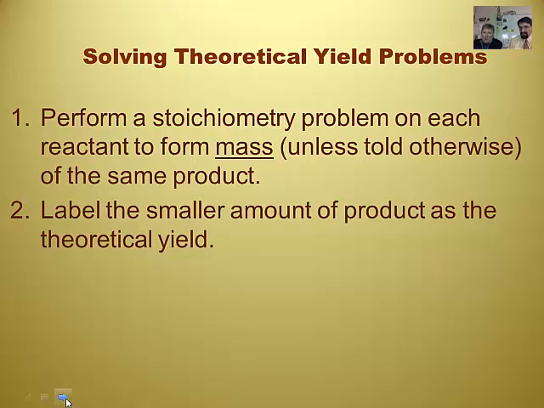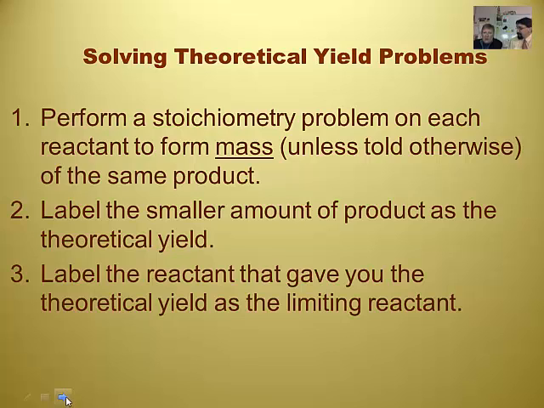So when you get to the end, the least amount is our theoretical yield. Kind of like with the cheese sandwiches. Label the reactant that gave you the theoretical yield as the limiting reactant. That's the one you don't have enough of. So number 2, when you compare your 2 answers of the amount of product, you pick the smaller one, and that's your theoretical yield. Then you follow that back and circle your reactant that gave you that small amount.